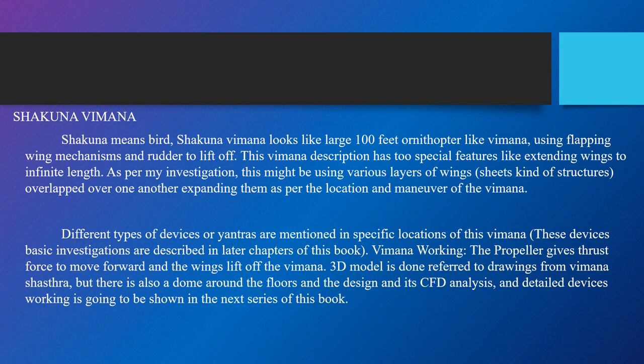As for Vimana working, the propeller gives thrust force to move forward, and the wings lift off the Vimana. As I told you, they don't need a runway. There are huge wings. Modern-day ornithopters are not at all properly developed, but these ancient huge ornithopters are like that. VTOL, vertical takeoff and landing, they can work like that also. So the 3D model is done. I have referred to the drawings from Vaimanika Shastra, and I have even retranslated the Sanskrit slokas.